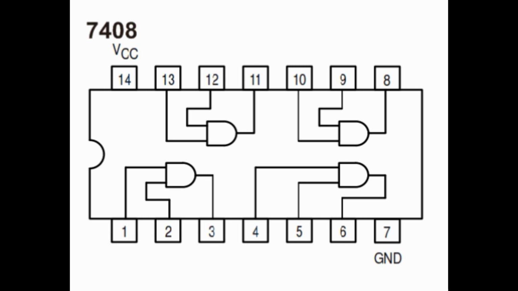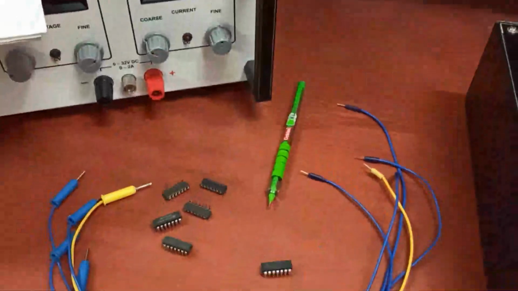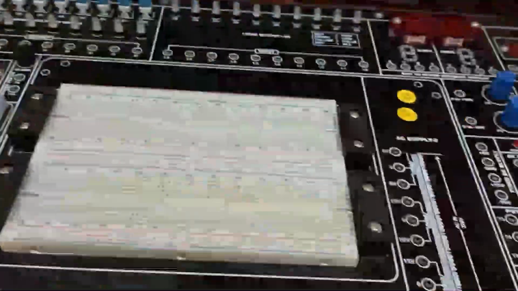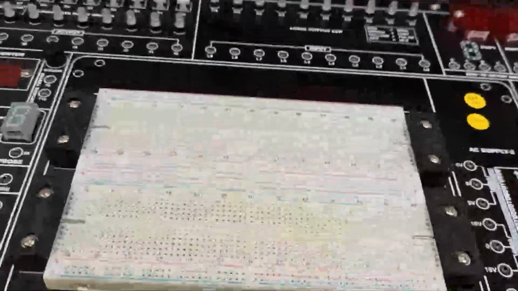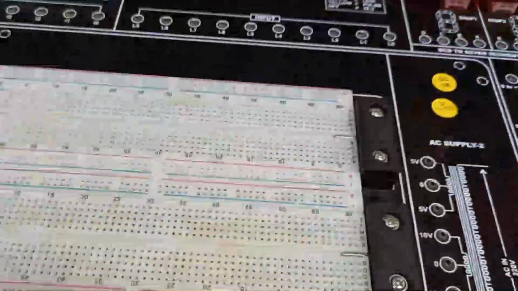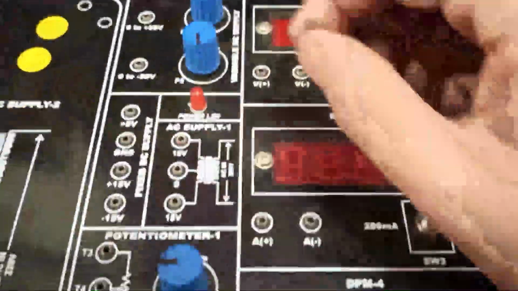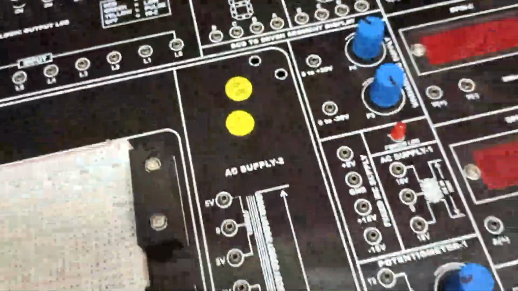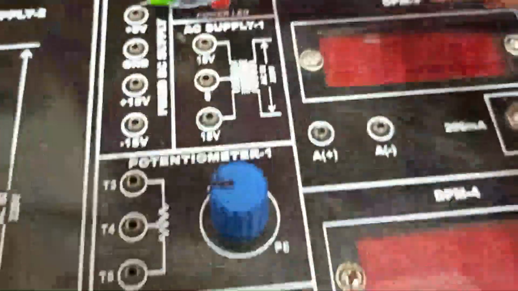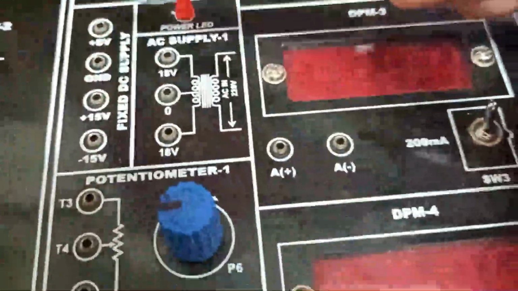So, for performing this experiment, we need all 6 ICs, some 2 mm patch cords, and one breadboard. We need a 5 volt power supply also. This power supply is inbuilt here. We will make use of this inbuilt 5 volts power supply.